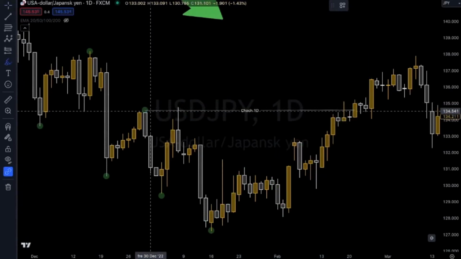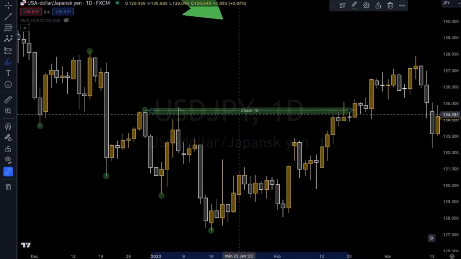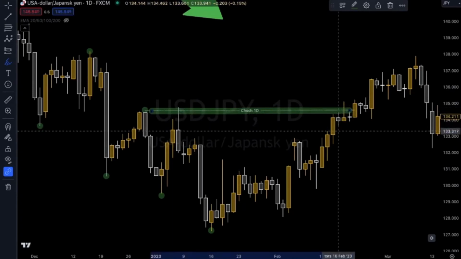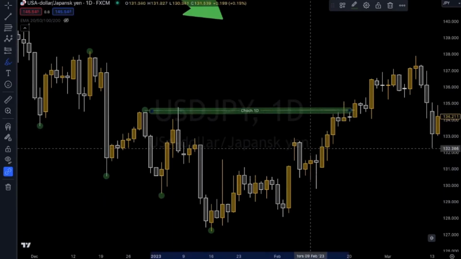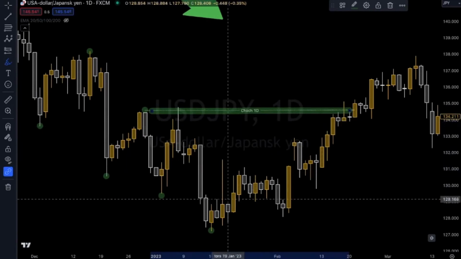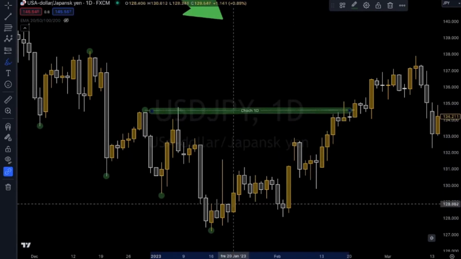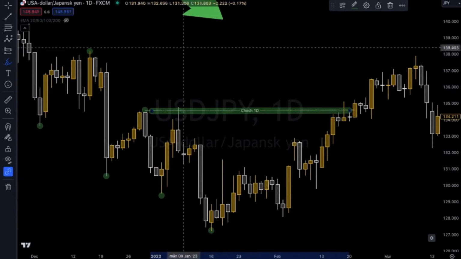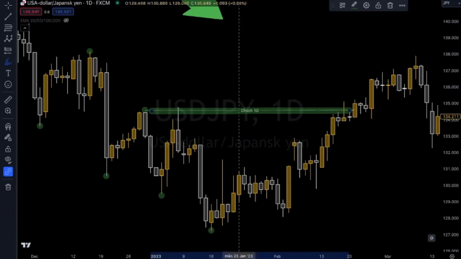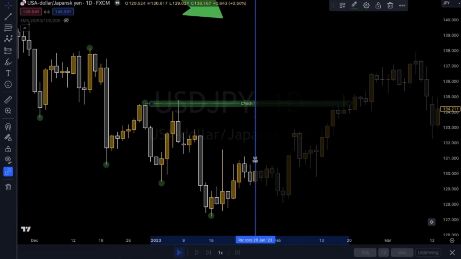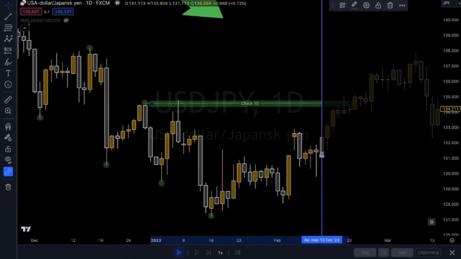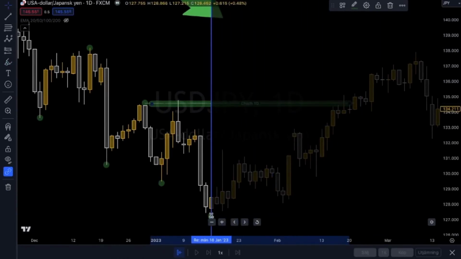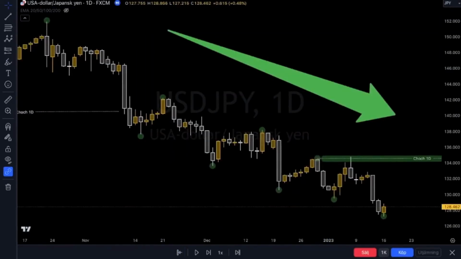Before this change of character happened, this break of structure, could we get any signal that this change of character might be brewing, that it might start happening? Well, what we're gonna do now is zoom into the 4-hourly time frame. But first, we're gonna chop off the market from here. Let's say we don't know what's gonna happen after here. We have this most recent lower low, and after that, we don't know what's going on. So we chop the market from here. And now we go to the 4-hourly time frame.